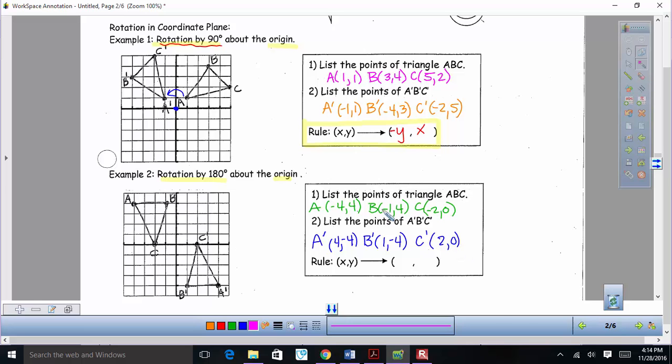So it appears, by looking at all these, that each sign changes when we rotate 180 degrees around the origin. So the rule for this one, for 180 degrees, would be (-x, -y), because the negative is going to change the sign of whatever number is there.